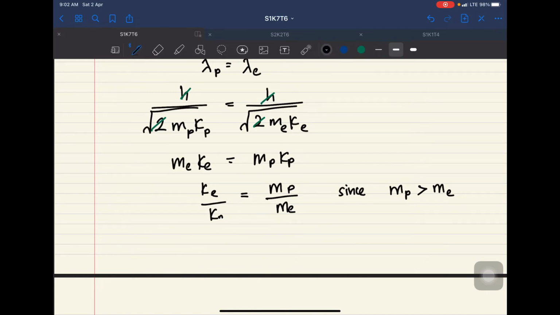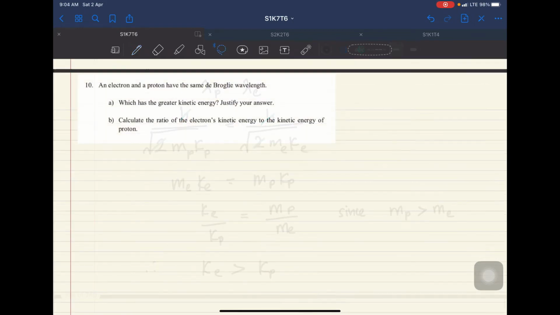If I can write down, therefore Ke is bigger than Kp. Okay, for question B, they want to calculate the ratio of electron kinetic energy to the kinetic energy of proton. So basically this one is a follow-up to the previous question.